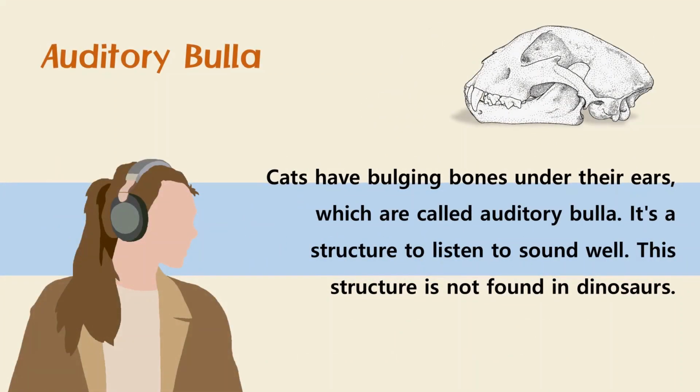Auditory bulla. Cats have bulging bones under their ears, which are called auditory bulla. It's a structure to listen to sound well. This structure is not found in dinosaurs.